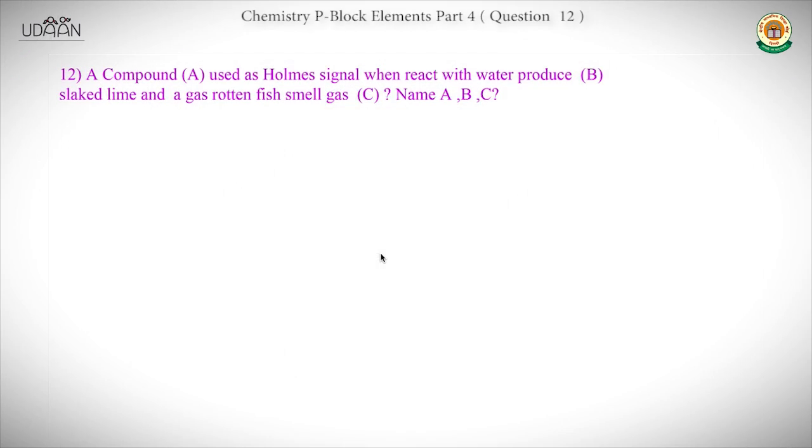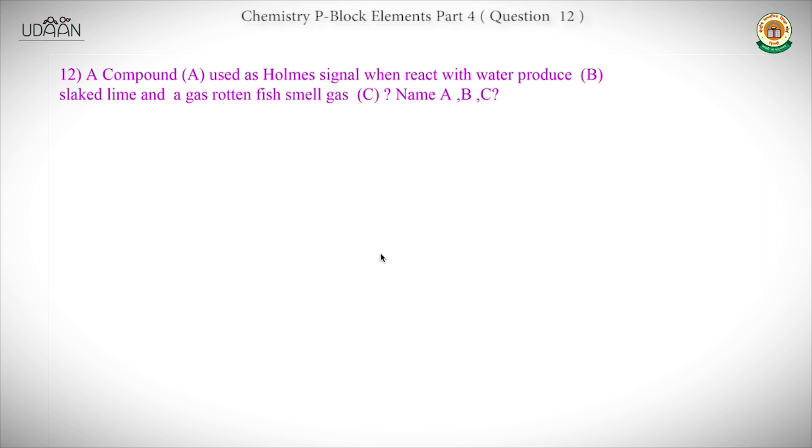So Sohail, let's do this question in which a compound A, which is used in home signals, is treated with water to produce a compound B, which is called slaked lime, and also a gas which has a smell of rotten fish. So we have to determine A, B and C in this question.